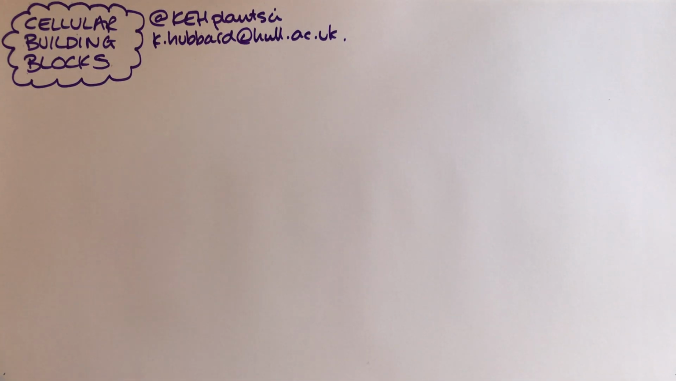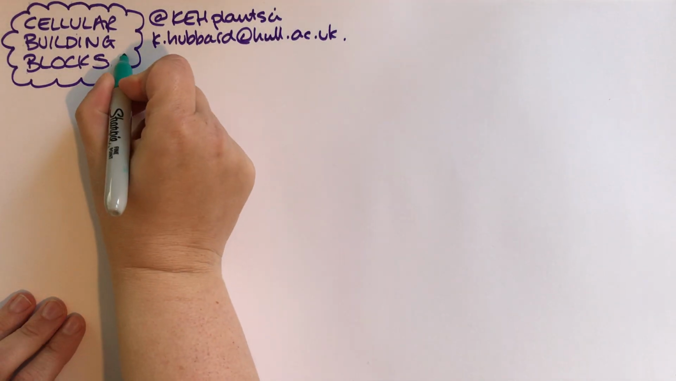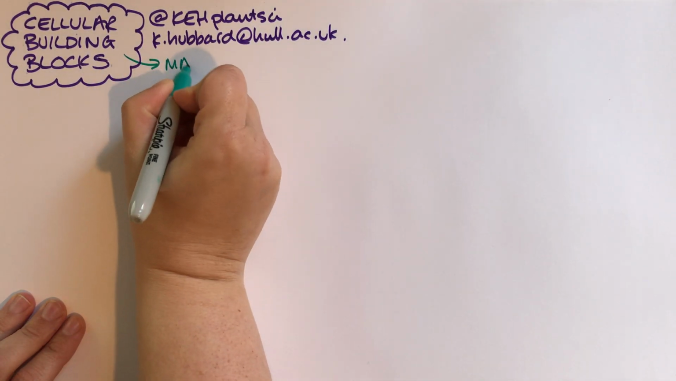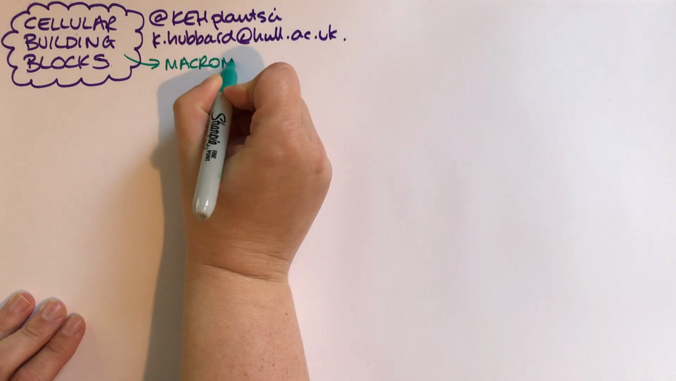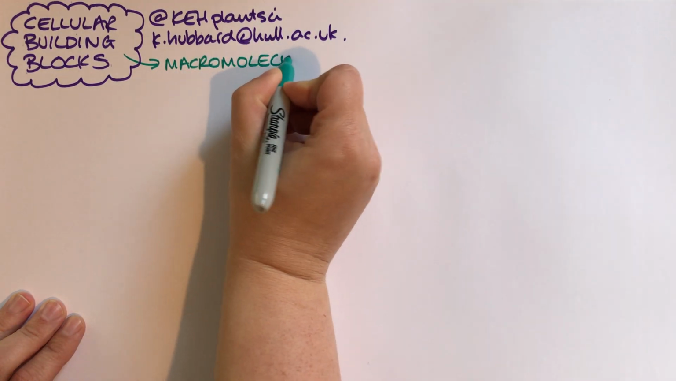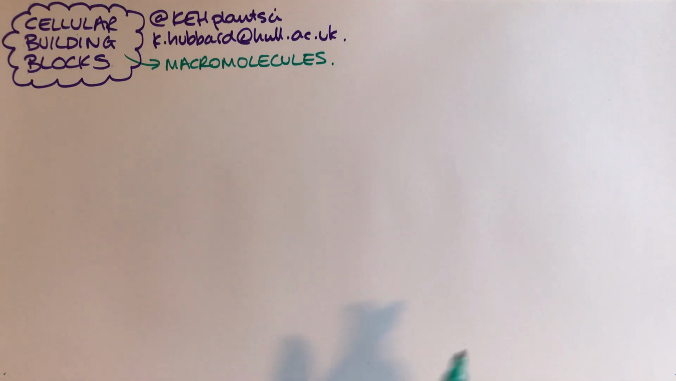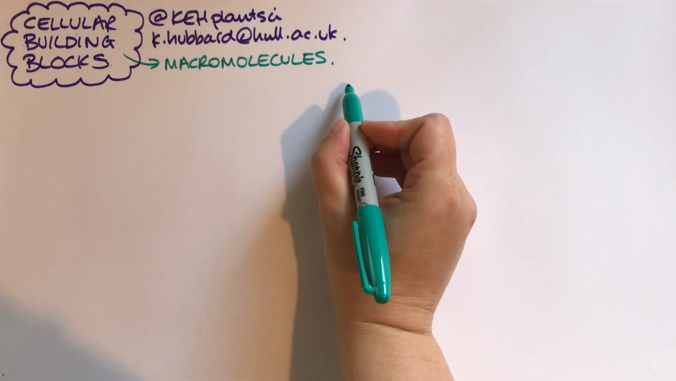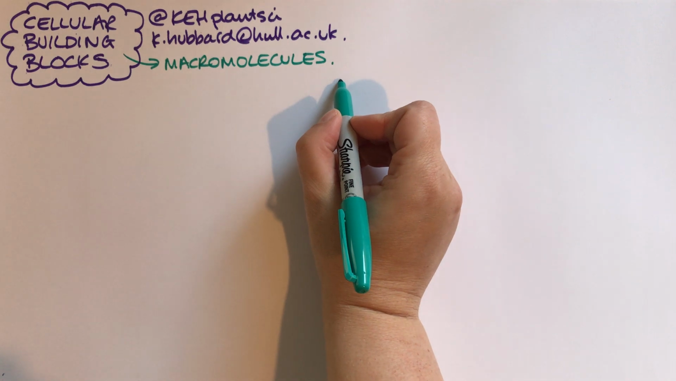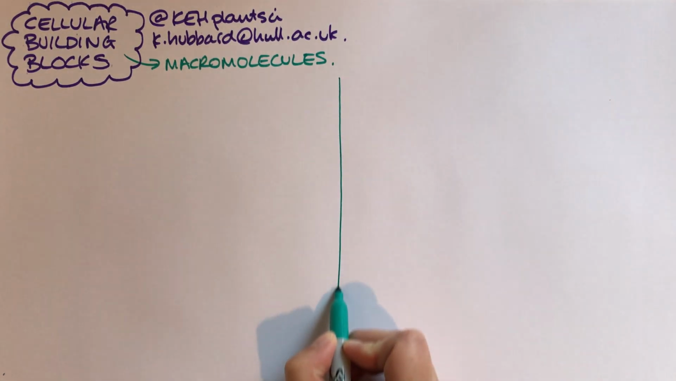In this video we're going to think about the molecules that cells are made of. So what are their fundamental building blocks, which you may have heard referred to as the cellular macromolecules. We're going to think about 4 different classes of cellular molecules: carbohydrates, lipids, nucleic acids, and proteins. So I'm just going to divide my paper up into 4 zones.